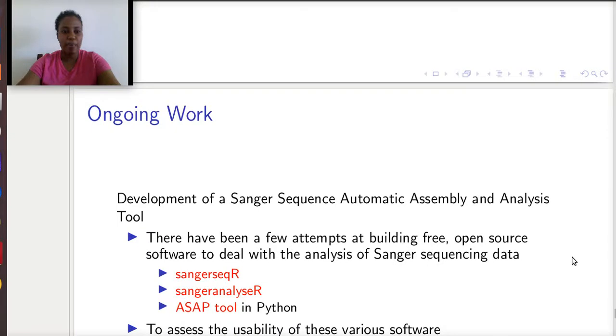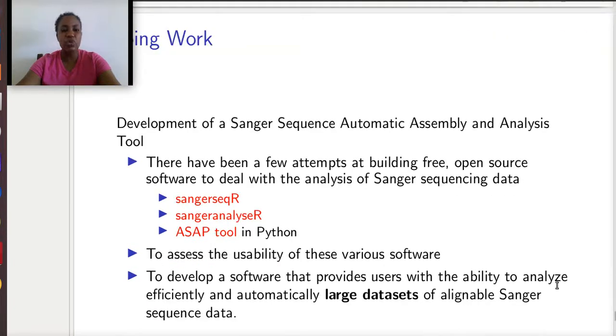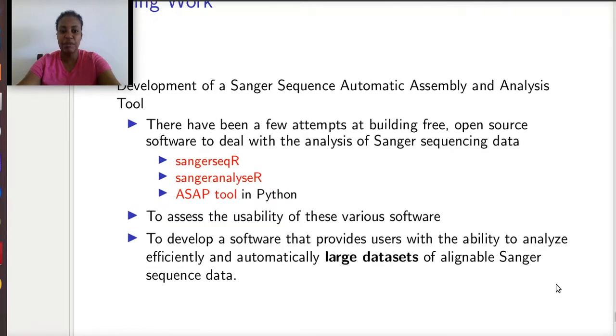And on my side, I can't declare that I'm a guru in the area. I have ongoing work. I'm equally learning. Learning is continuous when you work in this area. I'm working on development of a single sequence automatic assembly and analysis tool together with a master's student, where we are working to understand that there have been a few attempts at building free open source software for dealing with the single sequence data.